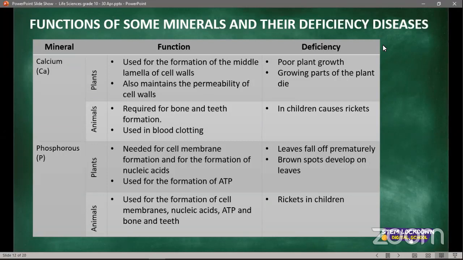So the deficiency of phosphorus in plants leads to the leaves falling off prematurely, and brown spots develop on the leaves due to this deficiency in phosphorus. Guys, we have 15 minutes left, so let me quickly read through this fast. Now, phosphorus in animals, it is used for the formation of cell membranes, nucleic acid, ATP, and your bones and your teeth. So the deficiency also causes rickets in children. So it's similar to calcium.